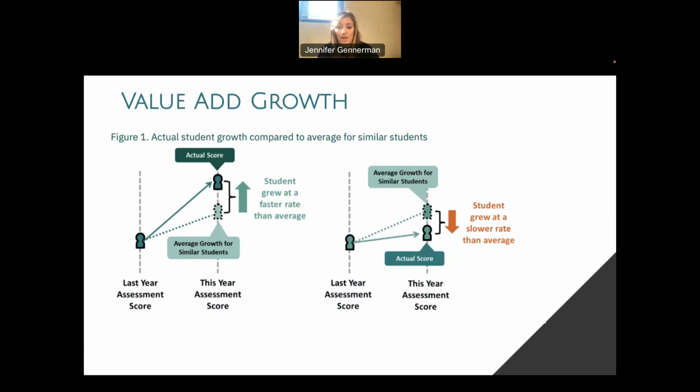You'll see the chart on the right shows the opposite. When the student doesn't hit that predicted or average growth, the student grew at a slower rate than average. Oftentimes, I get questions about growth and if it's really factored if students move from below basic to proficient. That can be what happens for a student, but it really all depends on that average growth. And so this is a chart that I share with principals to help explain what the value add growth is throughout for all educators in our system.